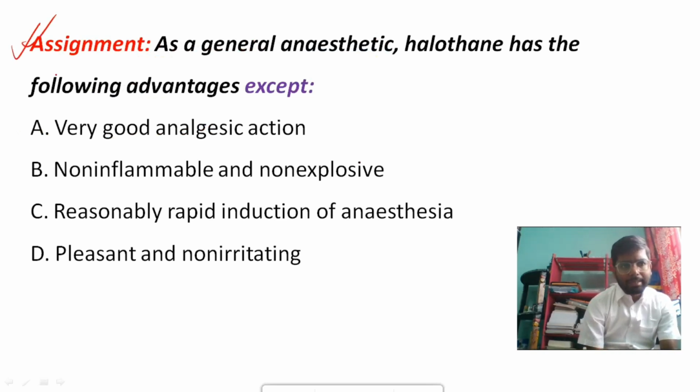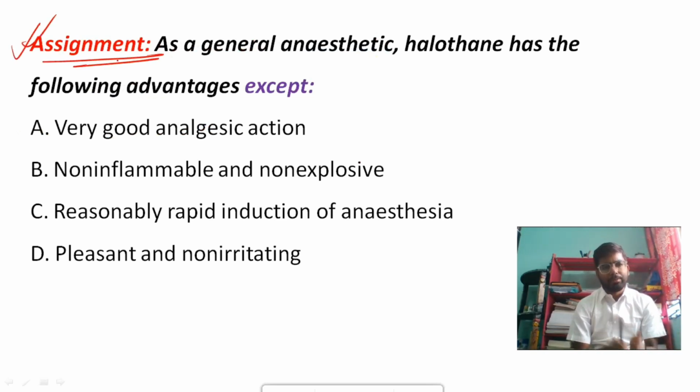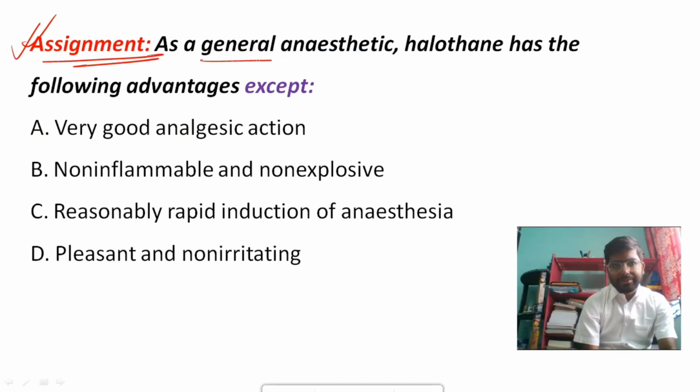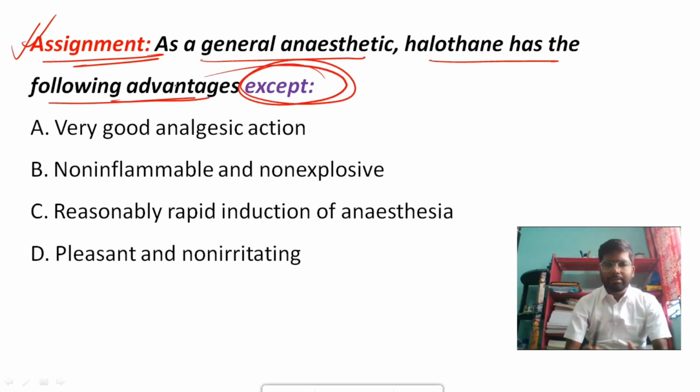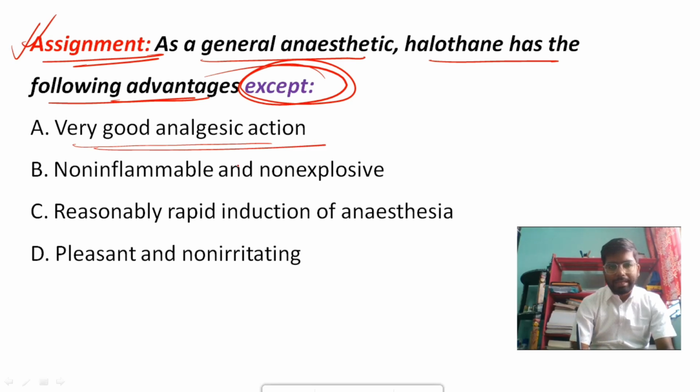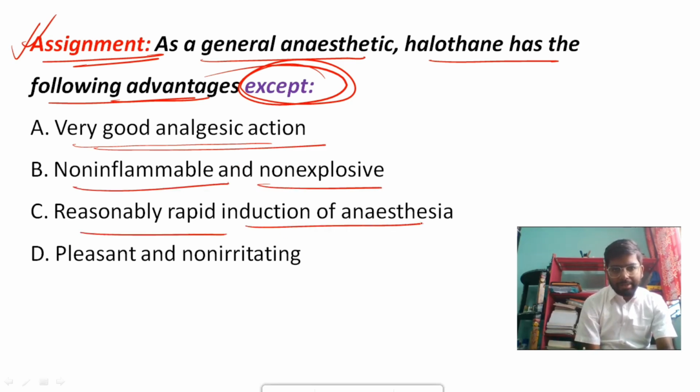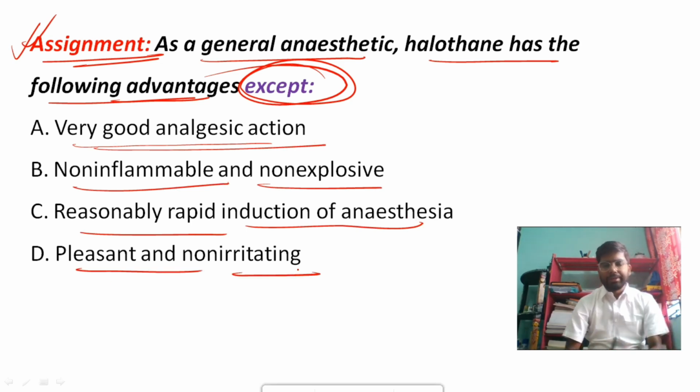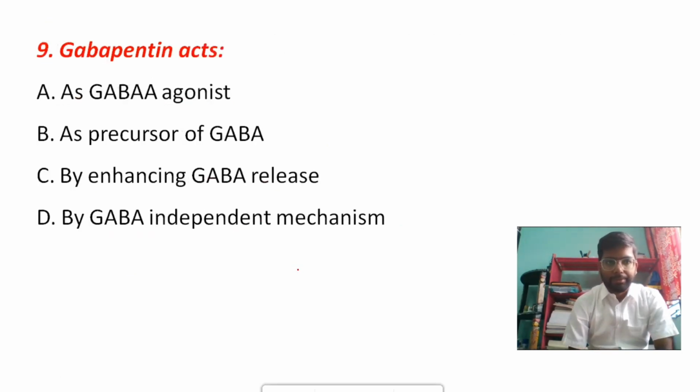Now I am giving you an assignment. All of you who are watching this video, please do comment the answer of this question in the comment section below. Okay. So as a general anesthetic, halothane has the following advantages except, okay, halothane has many advantages, which one is not its advantage? Options are, it has very good analgesic action, non-inflammable and non-explosive, reasonably rapid induction of anesthesia, pleasant and non-irritating. I have just discussed the answer. Okay, I hope all of you answered this question in the comment section below.